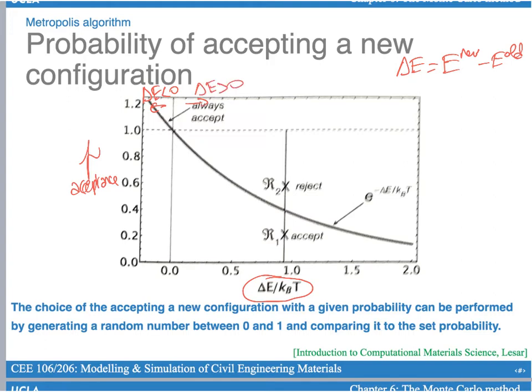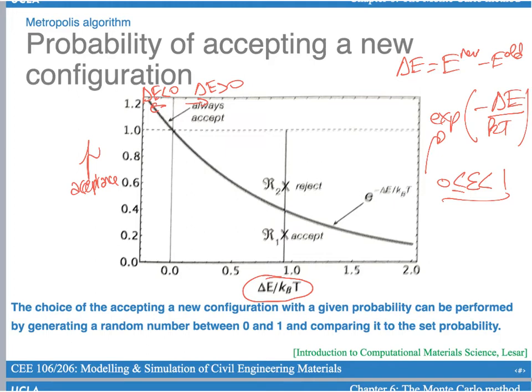If this difference of energy is positive, then the new energy is higher than the old one. The system becomes less stable. In that case, you will potentially accept the new move, but only with a given probability. So we say that the probability is given by this term, which is exponential minus the difference of energy divided by kT. And the way it works is that in this case, you will accept this new configuration, but only with this certain probability of acceptance that is given by this number. So what you will do is generate a random number between 0 and 1, and then you will compare this random number with respect to this probability that you have here.